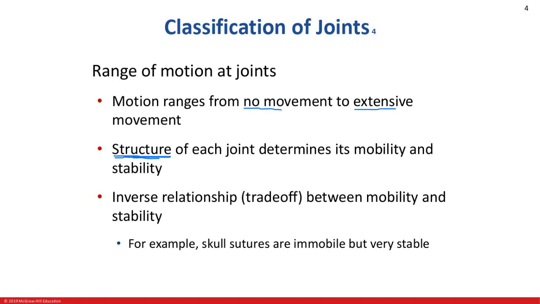For example, what we see here on the board: skull sutures, the coronal suture, the sagittal suture, the lambdoid suture, what have you. Those joints are fibrous joints. Very, very stable. But go ahead and push on them right now. You're not going to get any movement. Very little, unless they fuse. So pretty much immobile, but very stable.